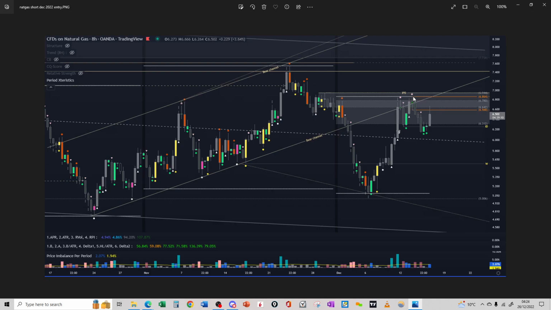So I drew it from wick to wick. I could have drawn it to the body, the origins, and I did, because there were, as I said, positions built in this price range. I wanted to see the price range to build my position in. So that was the 8-hour chart. And if you're watching Nat Gas, you know what's happened after this.